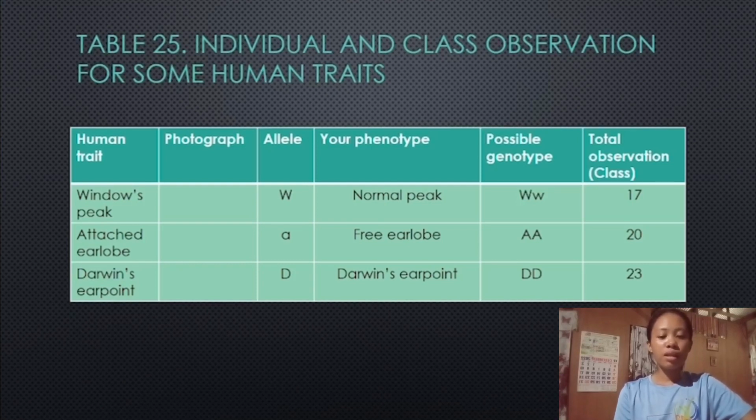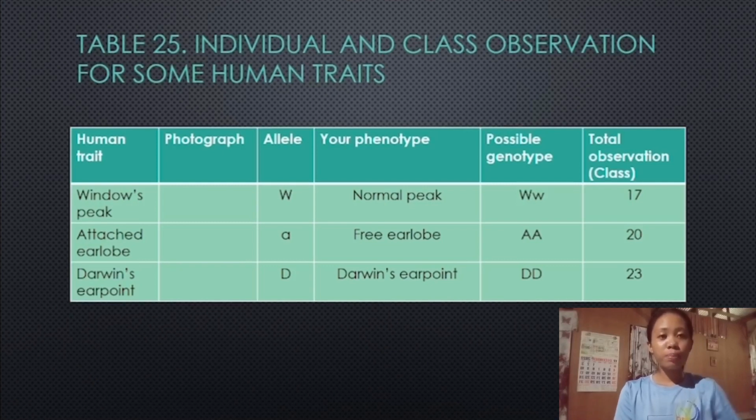The seventh one is the hitchhiker's thumb. Its allele is a big letter H. Its phenotype is hitchhiker's thumb. The genotype is homozygous dominant HH, and its class observation is 21.